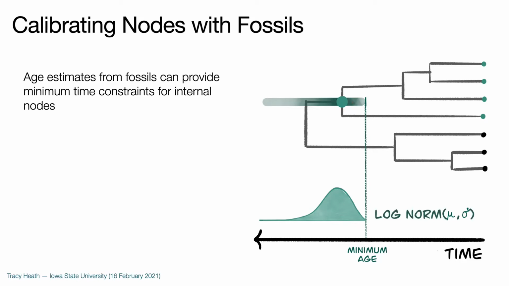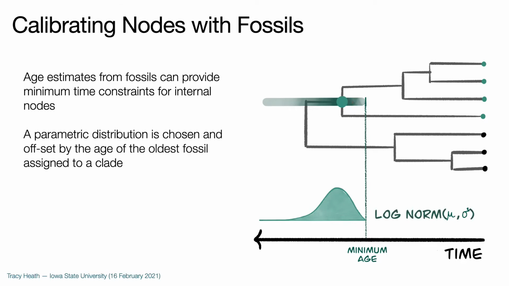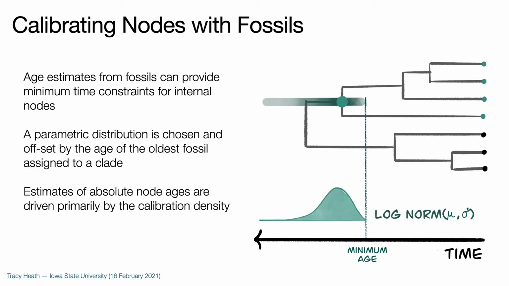These methods ultimately involved applying parametric distributions to calibrate the age of ancestral nodes in the tree that are ancestor to the fossil's descendants. Here, the calibration density is offset by the minimum age that's provided from the fossil record.